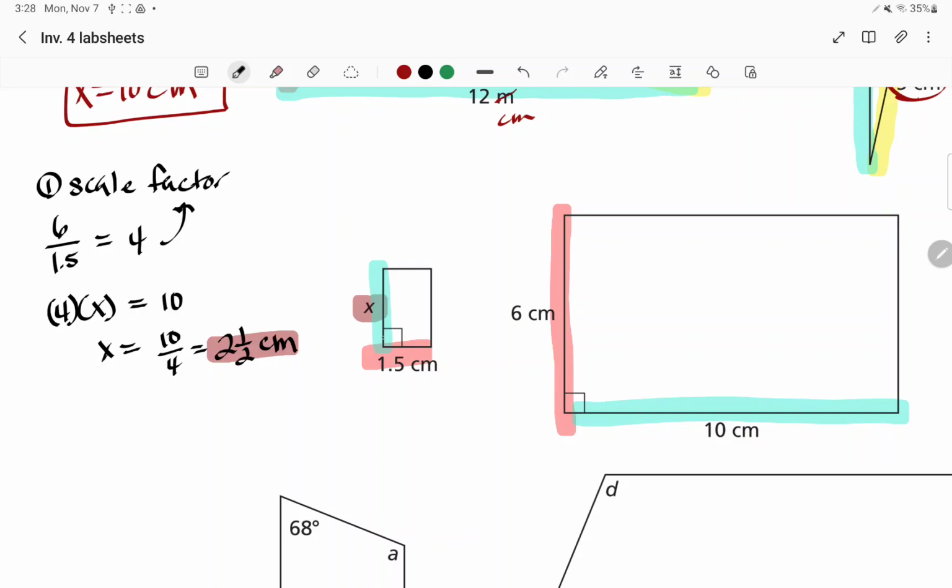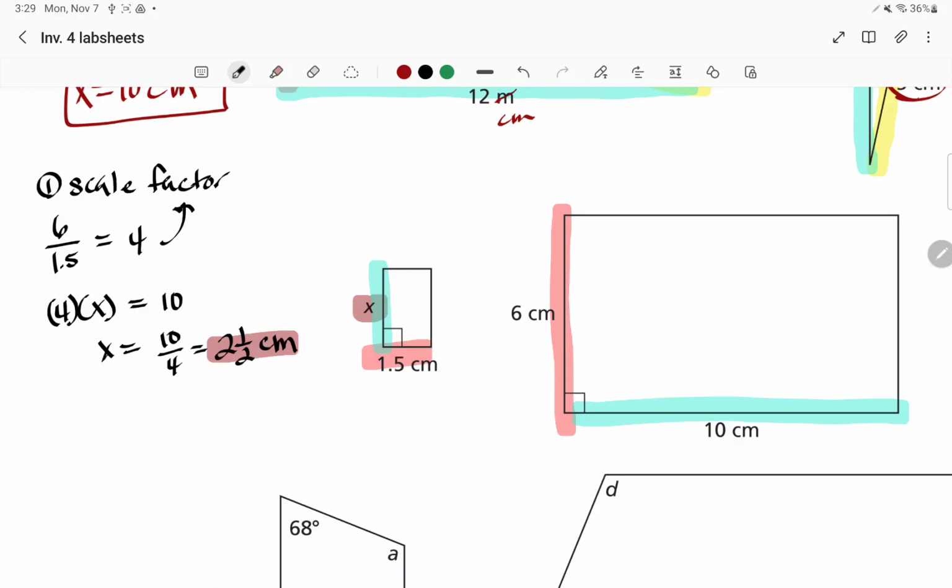That gets me from the small to the big. So I'm multiplying these sides over here on the small one by that 4. So 4 times what number will give me 10? And you can just divide 10 by 4 to get that, which is 2.5. And so my x value is 2.5.